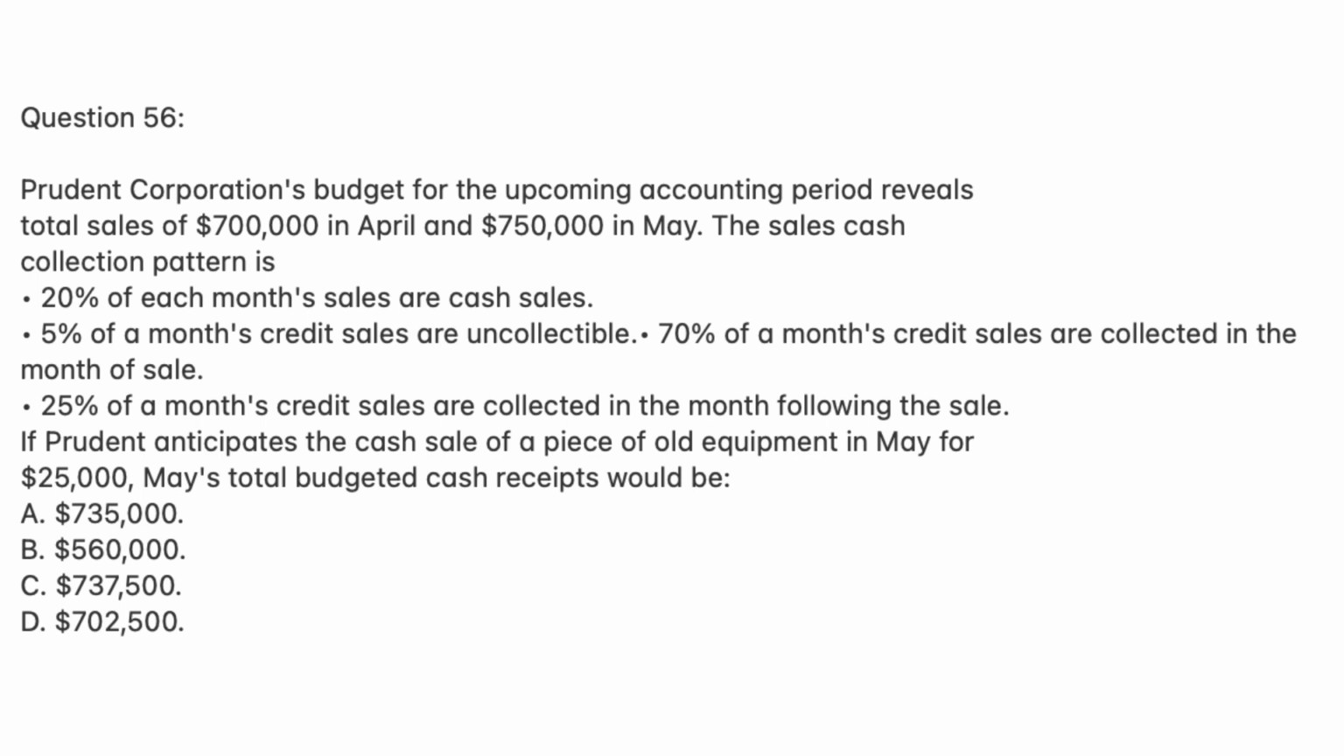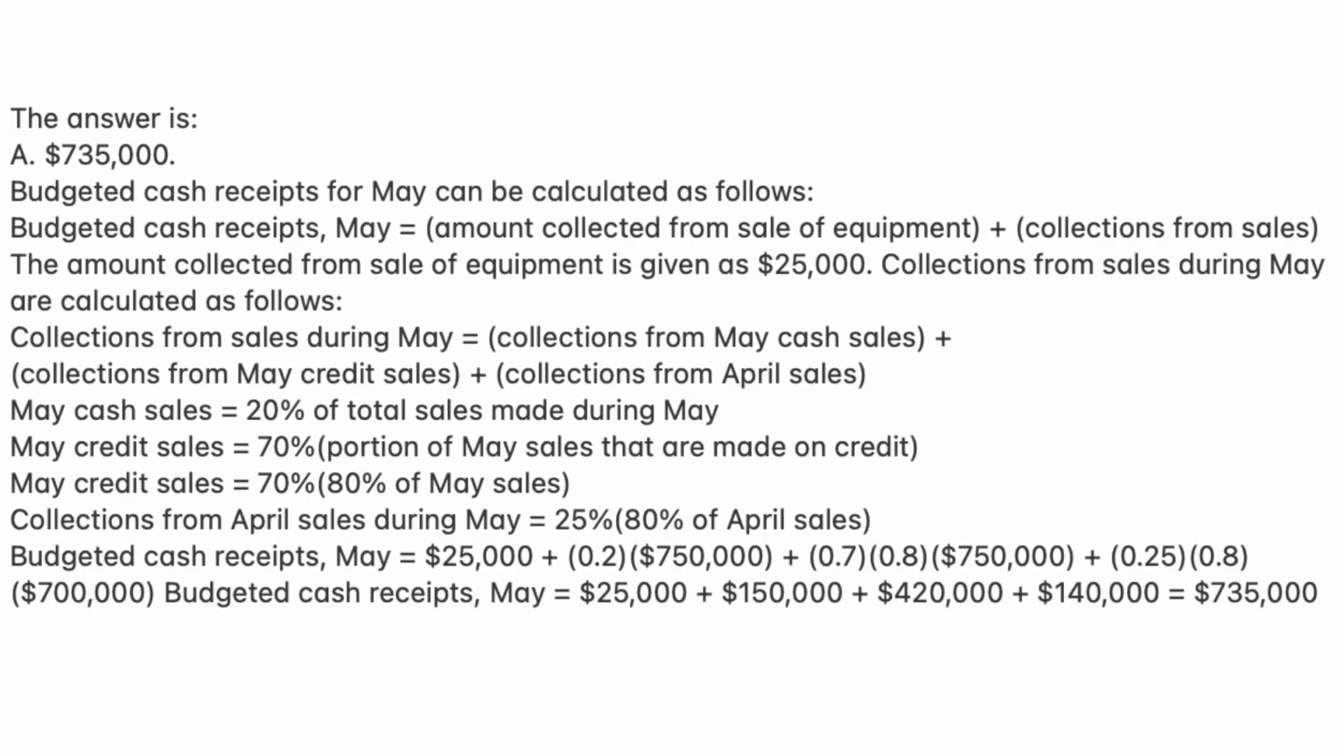5% of a month's credit sales are uncollectible. 70% of a month's credit sales are collected in the month of sale. 25% of a month's credit sales are collected in the month following the sale. If Prudent anticipates the cash sale of a piece of old equipment in May for $25,000, May's total budgeted cash receipts would be A. $735,000, B. $560,000, C. $737,500, D. $702,500. The answer is A.